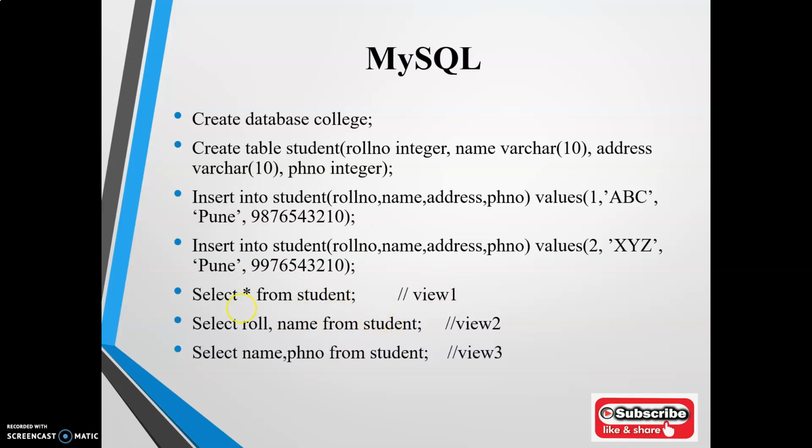Third view: select name, phone from student. Only name and phone from the student table will be retrieved. Likewise, we will have different views from the database. This is the view level. So, the summary of data abstraction: the physical level is the lowest level, which talks about how data is stored. The logical level is the middle level, which talks about what data is stored. And the view level is the highest level of abstraction, which talks about different views of the database.